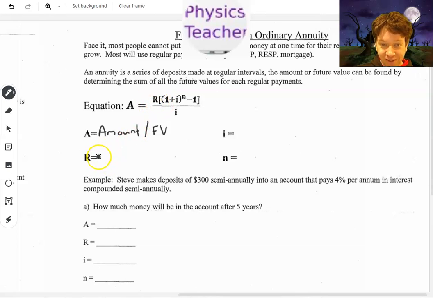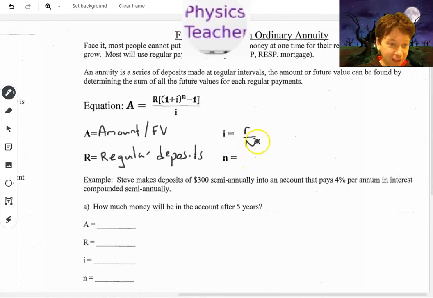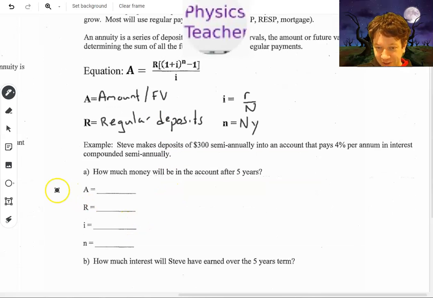R is our regular deposits, so how much you're going to make per interval. I, we remember, it's r over n, where r is your interest rate, and n is the number of payments you make annually. And then little n would be how many payments you make per annum or per year times by how many years there are going to be. So let's look at an example, see if we can figure out what all these variables are in our example.